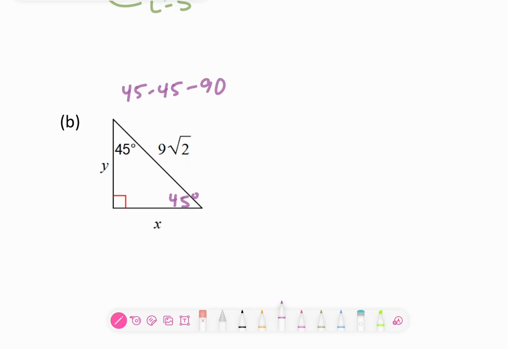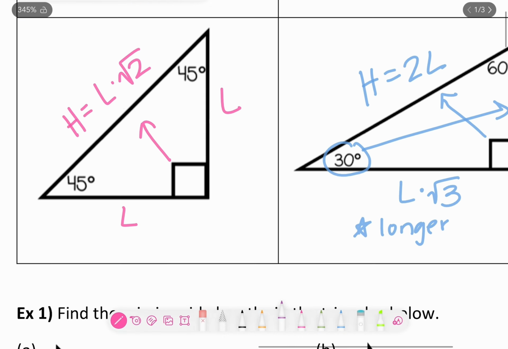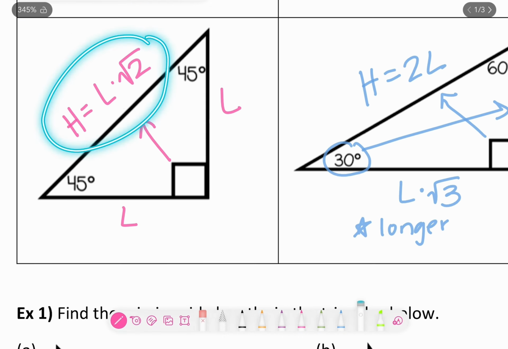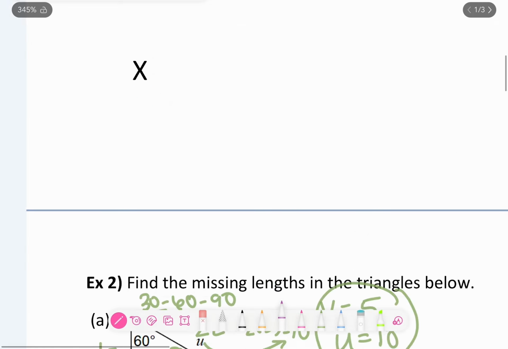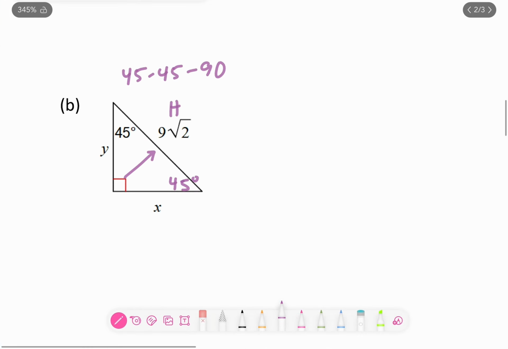So let's label these. So we have the hypotenuse is across from the right angle, and the hypotenuse in a 45, 45, 90 is always going to be L square root 2. So let's write that down. So the hypotenuse is going to be L square root 2. Well, they both have a square root 2, so we can kind of just ignore that for a second, and we can see that L is 9.